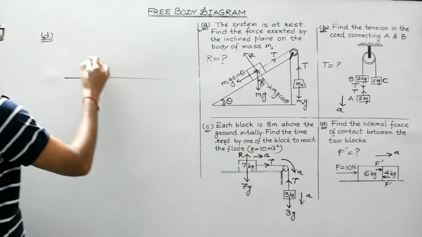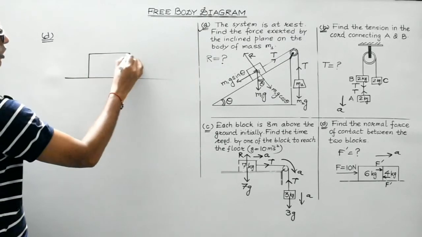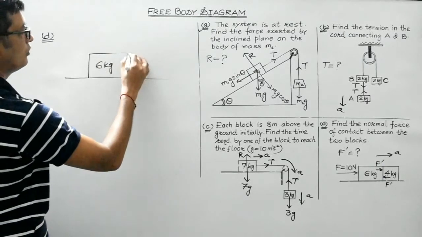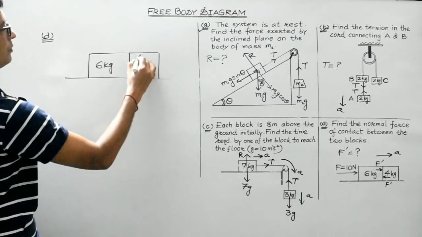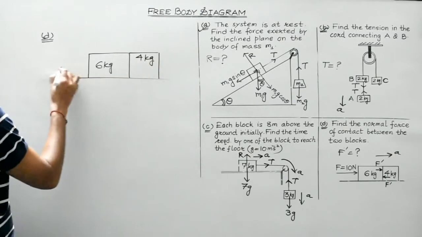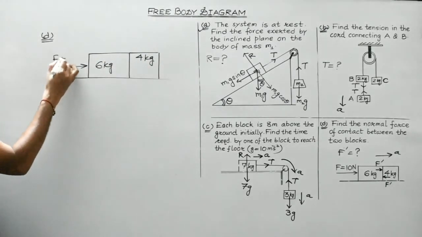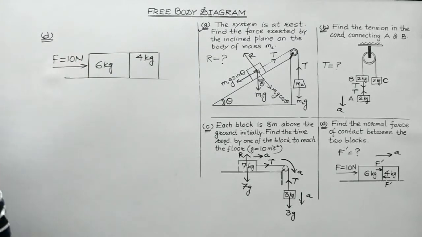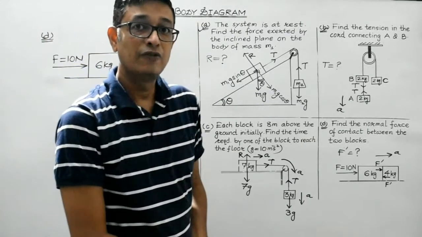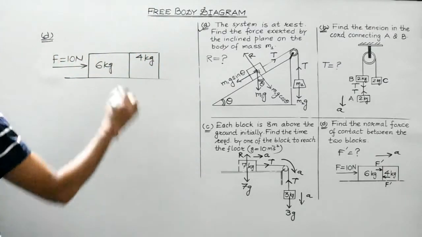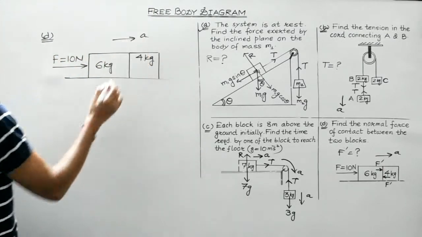This is the situation. These are the two bodies given, one of 6 kg, the other one of 4 kg. And the system is applied a force of 10 Newton. Right, students? First and foremost, let's try to find out the acceleration of the system. Obviously, acceleration will be along this direction.